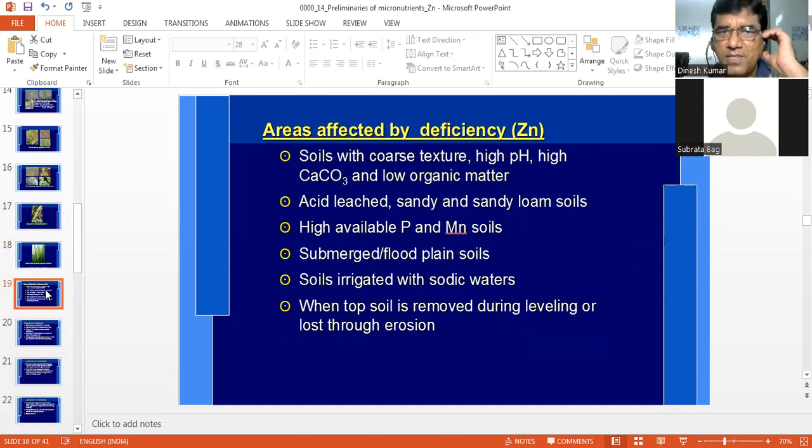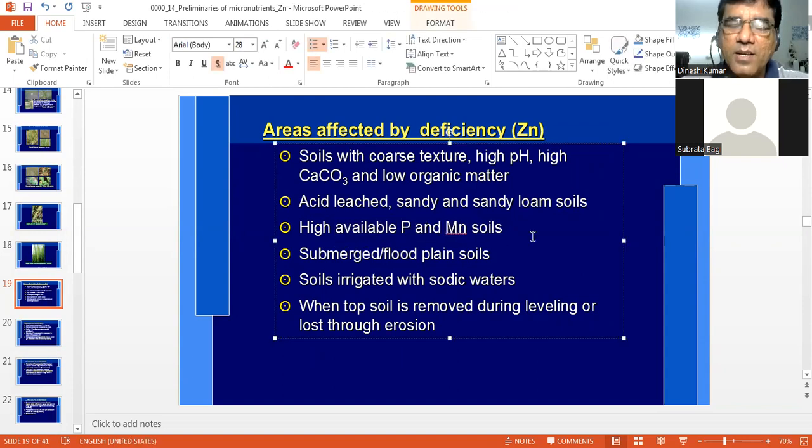Now, areas affected by zinc deficiency. What are the areas? Soils with coarse texture, high pH, high calcium carbonate, and low organic matter. Organic matter is a good source of zinc also. Acid, leached, sandy and sandy loam soils, light texture or coarse texture soils, high available phosphorus and manganese. They precipitate the zinc, and zinc availability is reduced. Submerged or floodplain soils: on flooding, zinc availability decreases. Soils irrigated with sodic waters will have increased pH, therefore you will get less zinc availability. Also when topsoil is removed during leveling or lost through erosion.